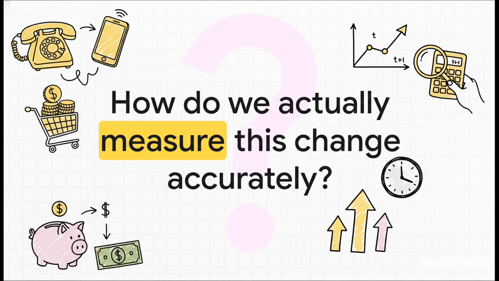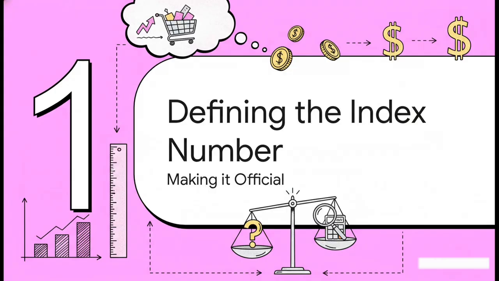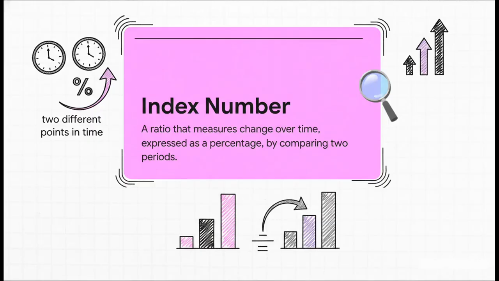Well, to figure that out, we can't just rely on feelings. We need something solid. We need a precise tool. And that, my friends, is exactly where the index number comes in. Okay, so let's make this official. It's time to take that vague feeling of "gosh, things are so expensive now" and turn it into a real, hard number we can actually measure and compare. So what is an index number, really?